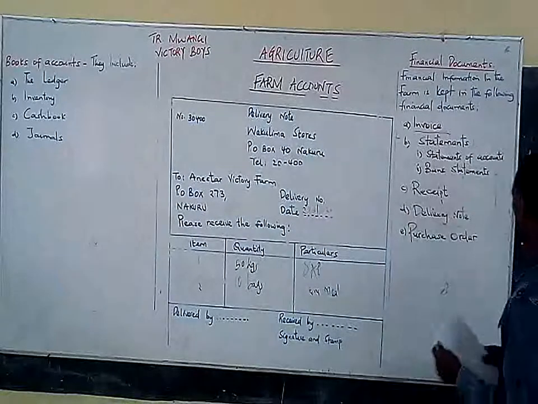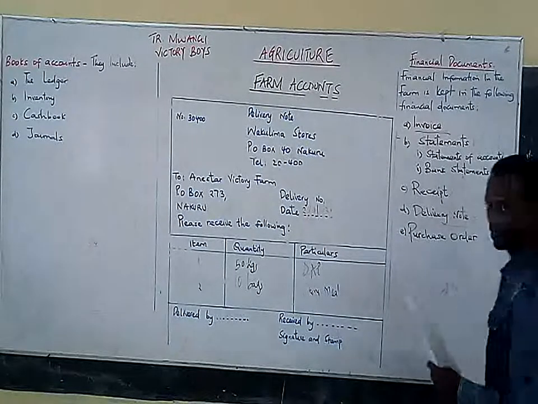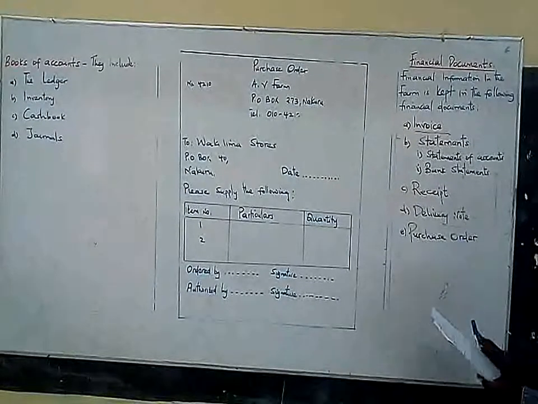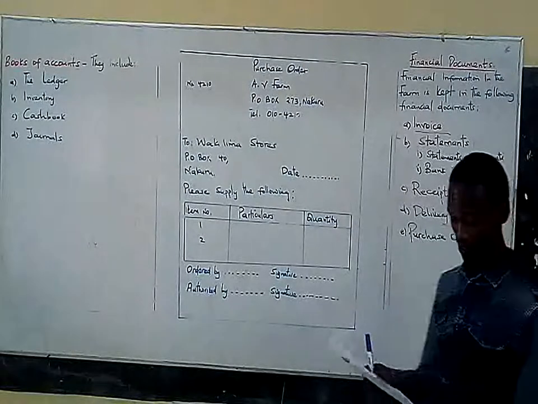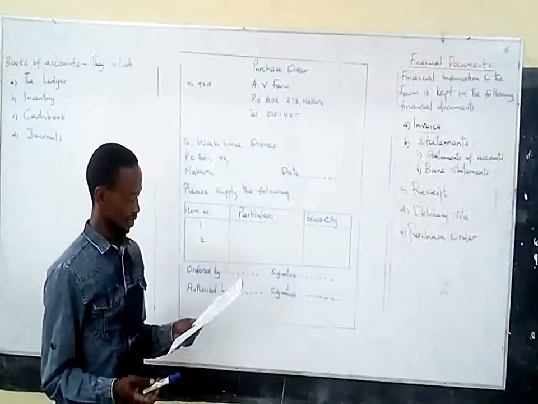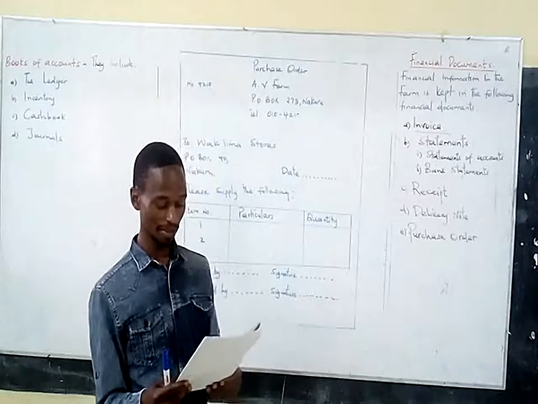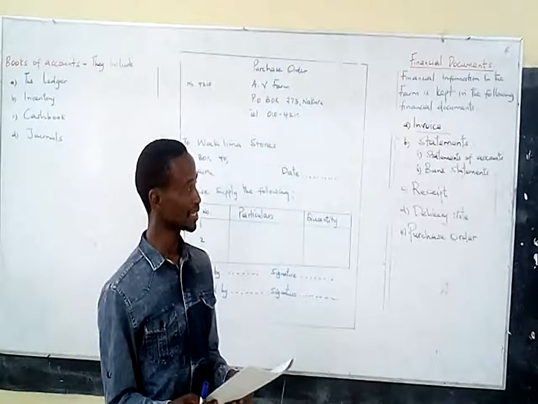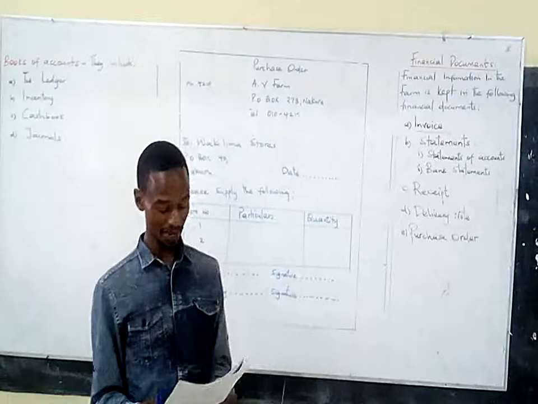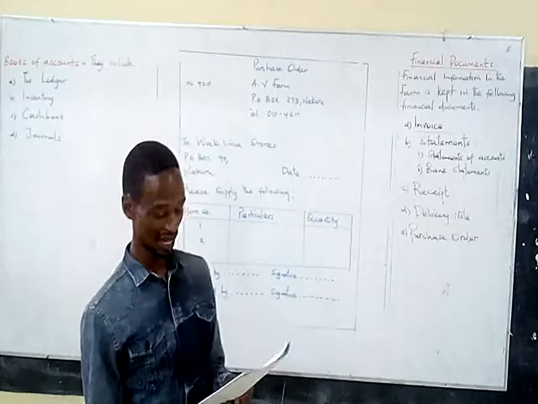Then we proceed to our last item on our financial documents, which is the purchase order. So our item number 5 under financial documents is the purchase order. What is a purchase order? This is a document prepared by a buyer and sent to a seller requesting for the supply of goods or services.